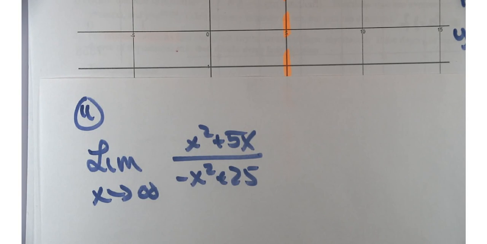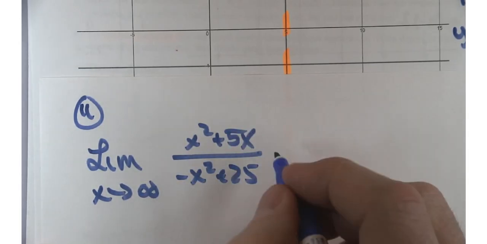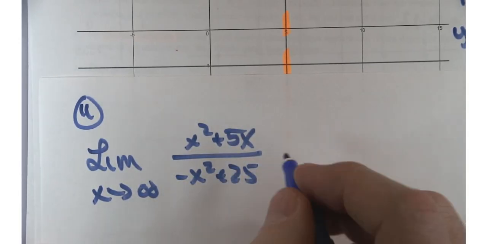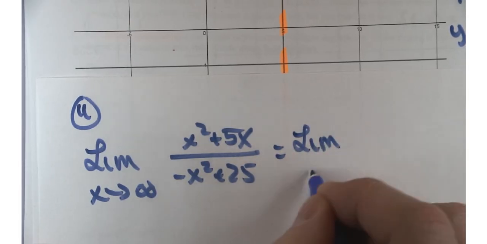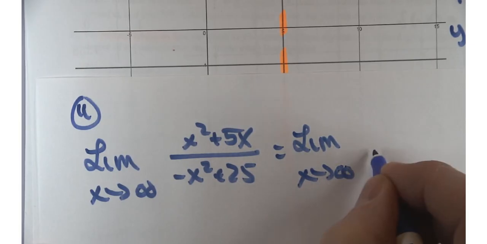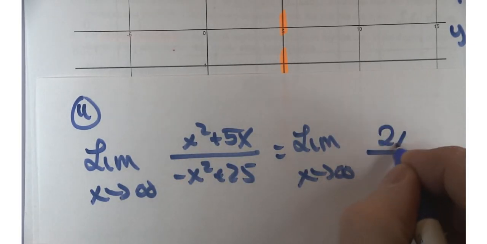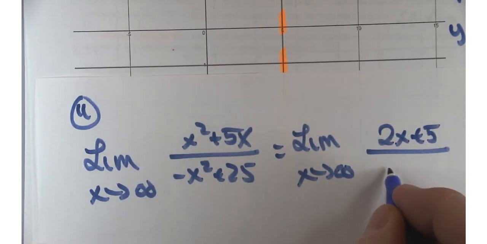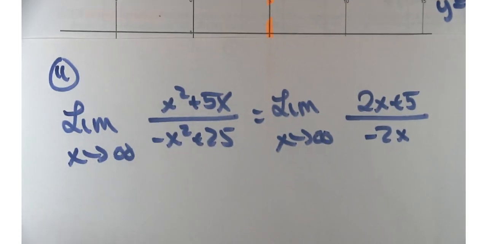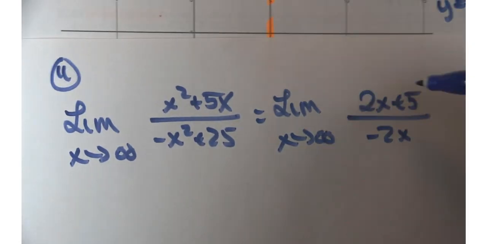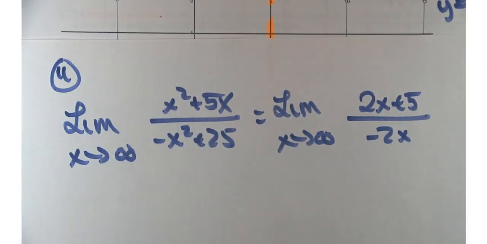Because if you try to plug in infinity, you would get infinity over infinity. That means you can use L'Hopital's rule. Well done, James. So that becomes a limit as x approaches infinity. What's the derivative in the numerator? 2x plus 5. And the derivative of the denominator is negative 2x. Oh, but then we try to plug that in again, and you're also going to get an infinity over negative infinity. So now what?